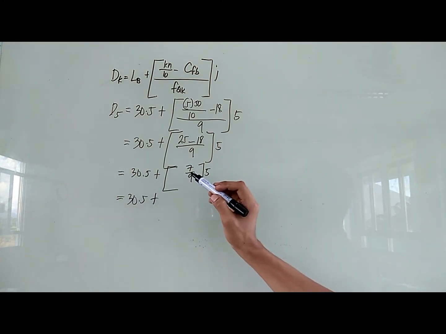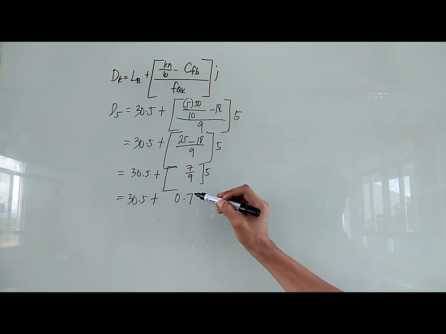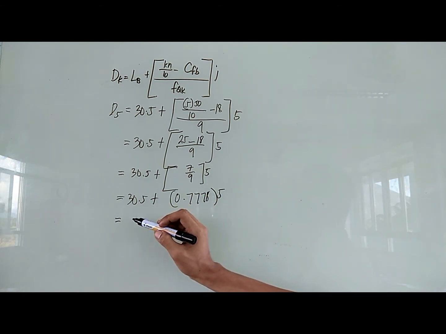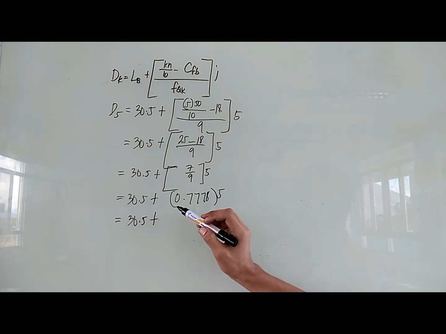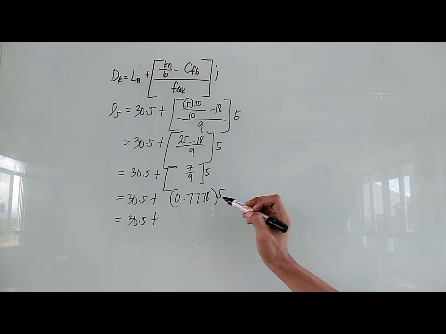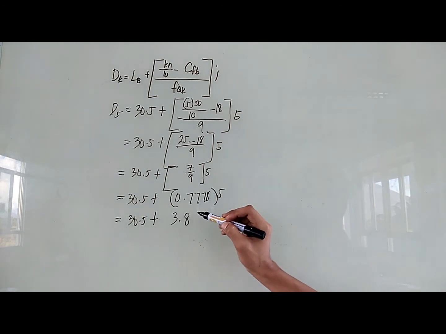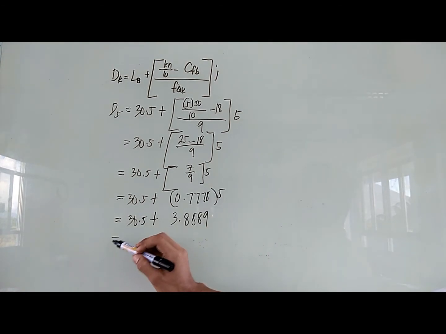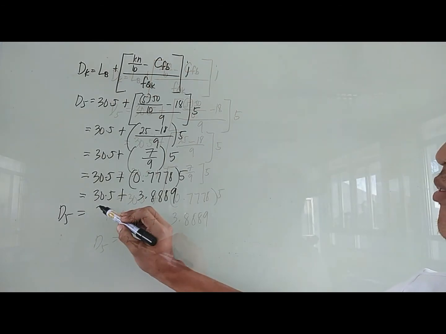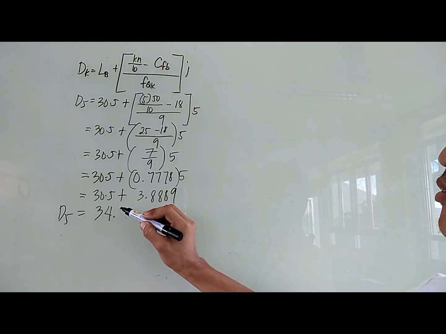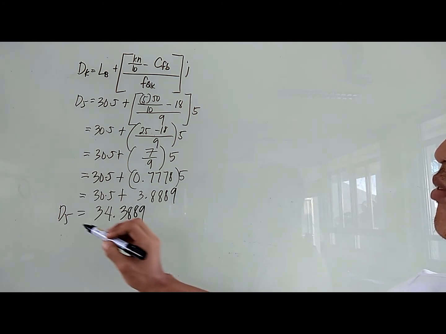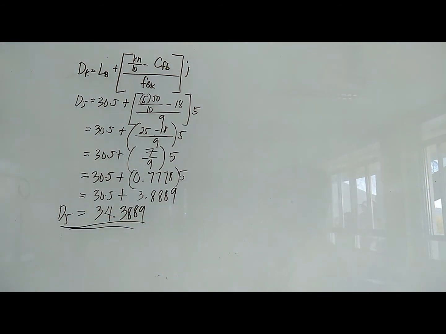30.5 plus 7 divided by 9 is 0.7778 multiplied by 5. D5 is equal to 30.5 plus 0.7778 times 5, which is equal to 3.8889. D5 is equal to 34.3889, which is also the mean of the distribution.